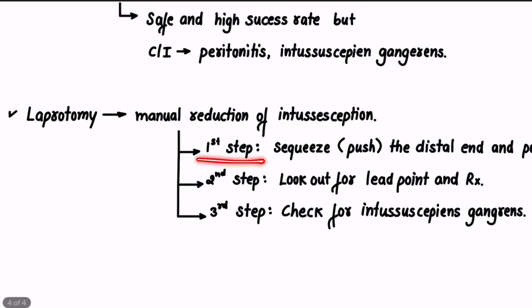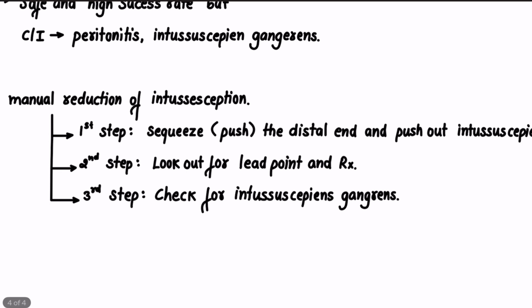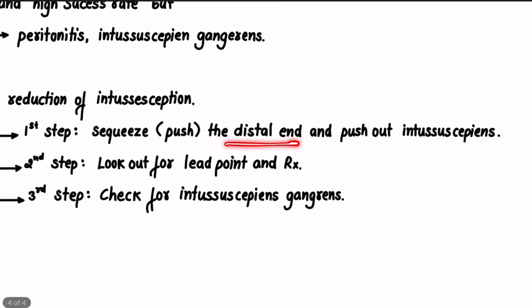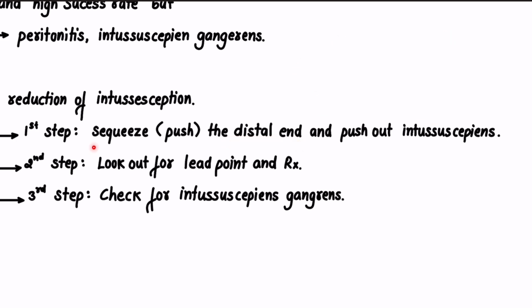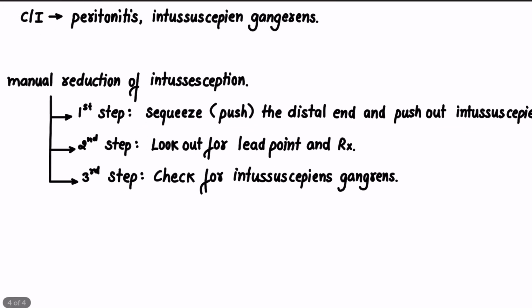Here, with the help of these three steps, I would like to describe what laparotomy is in case of intussusception. First, we will squeeze. Squeeze means we won't pull the invaginated part outward. Instead of it, we will squeeze the distal end. For example, this is invaginated into this. So we won't pull this backwards, we will squeeze this part so that it moves backwards. So on squeezing the distal part, we will push out the intussusception.